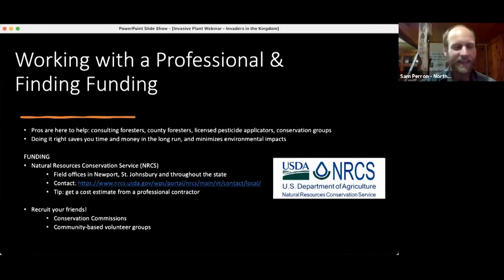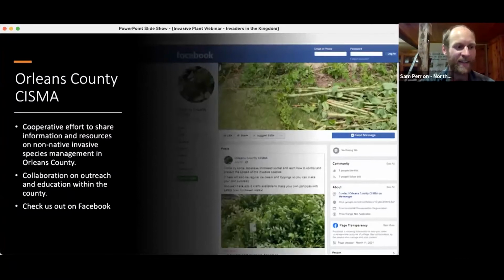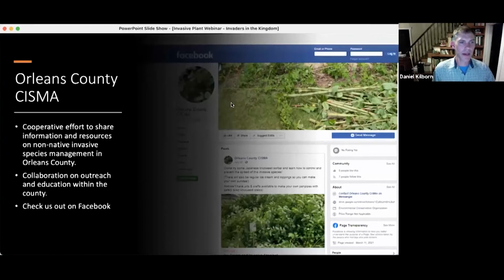That wraps up everything that I have. I think I'll turn it back over to Dan for another type of resource that's available to you. Great. Well, thanks, Sam. And since the Orleans County CISMA, Cooperative Invasive Species Management Area, is a sponsor and a partner tonight, we wanted to describe a little bit about what a CISMA is.